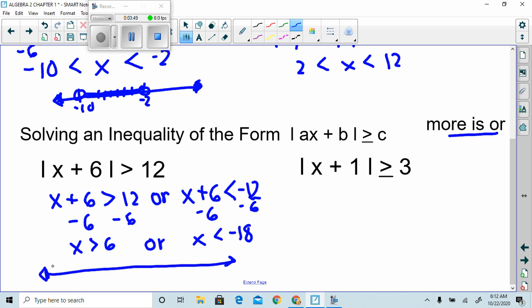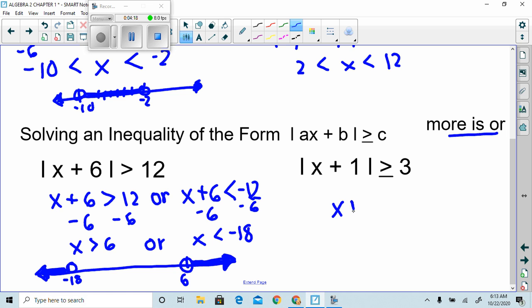Let's just say, for the sake of argument, that negative 18 is down here. And let's suppose 6 is far to the right here. Open circle, shading everything greater. Open circle, shading everything less. "Or"s go in opposite directions. All right, so I think after doing my first video, I realized that this would be a much easier way to remember. If it's more, it's an "or".